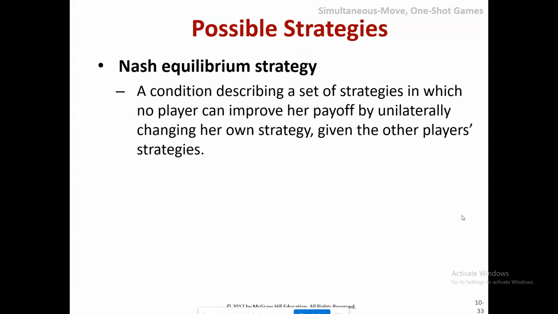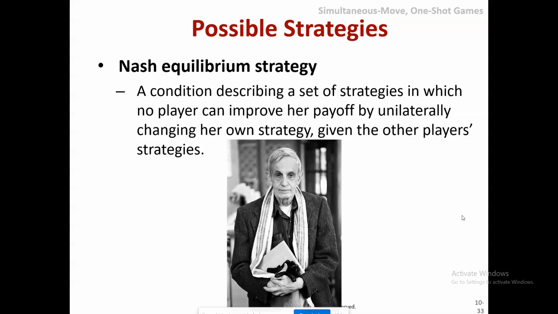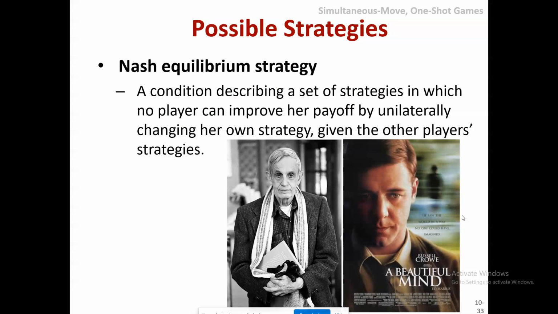The next strategy is called the Nash equilibrium strategy. Nash equilibrium was proposed by John Nash. You might have heard of him from the book or movie A Beautiful Mind. He won so many awards, including the Nobel Prize in Economics. In game theory, the Nash equilibrium is the most used solution concept for non-cooperative games.